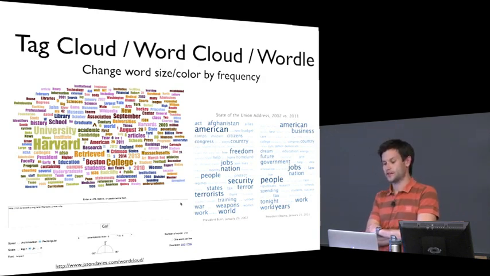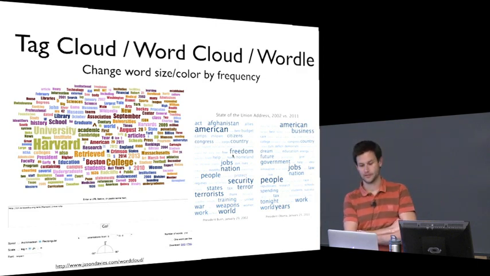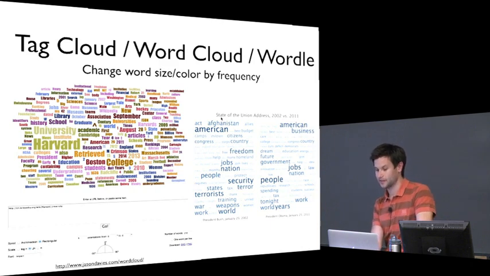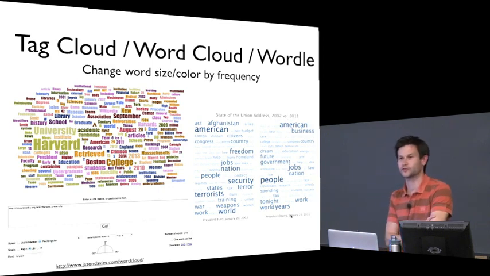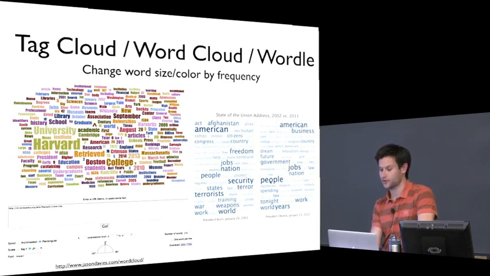The idea is that we change the size of the word according to the frequency in the text. The more often it appears, the bigger it will be in the graphic. So what we have here compares the State of the Union address from 2002 versus 2011. And this was President Bush, and this is President Obama. And the bigger the word is, the more often it was used in the speech.